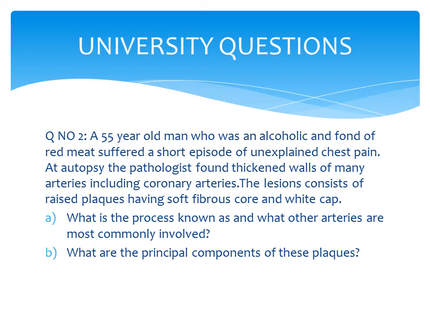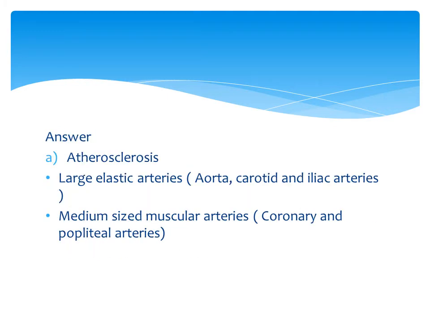So this is the same question from the topic of atherosclerosis. Part A asks: what is the process known as, and which arteries are most commonly involved? And part B asks: what are the principal components of these plaques? The answer to part A is atherosclerosis, and the arteries involved are the large elastic arteries, including the aorta, the carotid and the iliac arteries, and the medium-sized muscular arteries, including the coronary and the popliteal arteries.